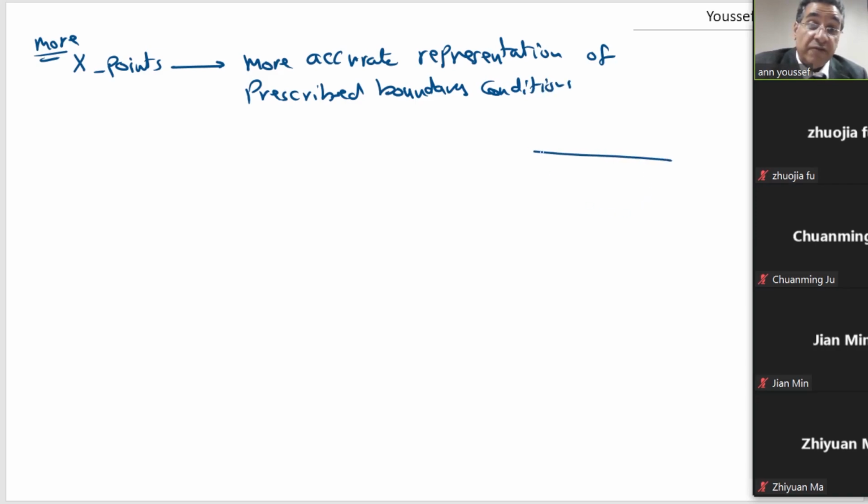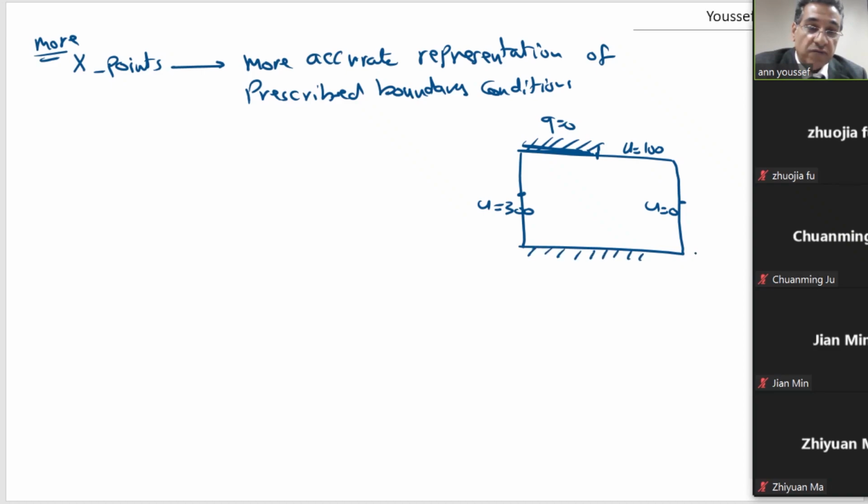For example, if I have the same problem, this one u equals 300 and this one u equals 0, and half of this area is insulated. So at this point here q equals 0, and here will give u equal to 100, for example. And all of these sides are insulated, q equals 0. So now I have an extra point, so I need to add at least 1 x point here to simulate this area.